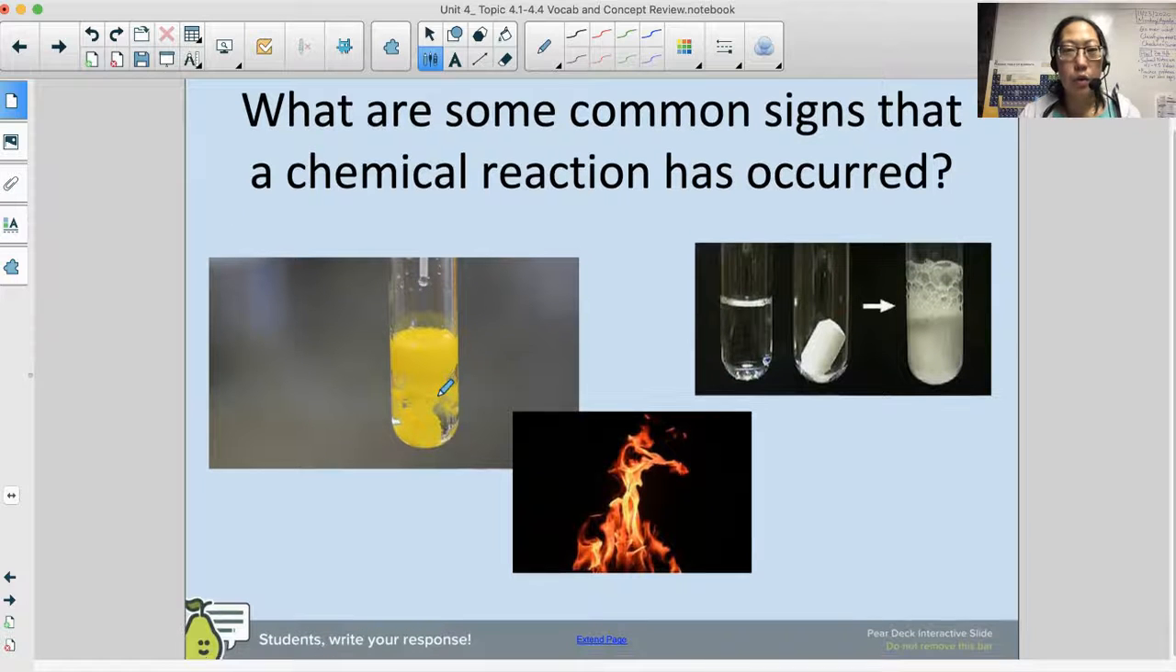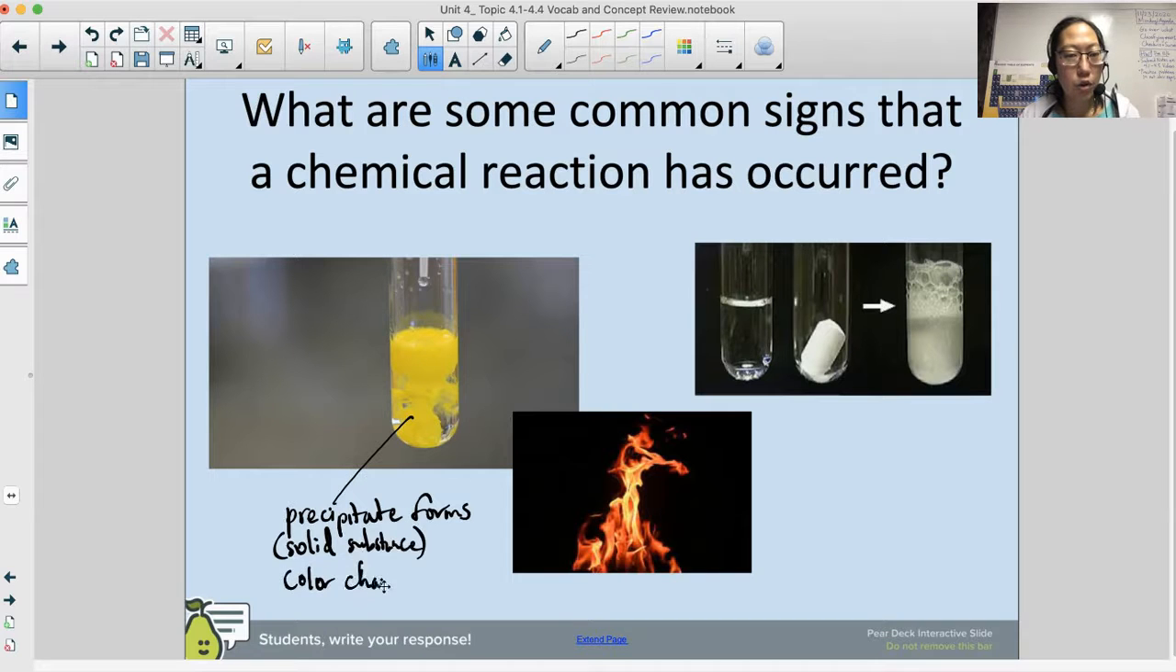So our first Pear Deck question was, what are some common signs that a chemical reaction has occurred? Well, here we go. Here is a precipitate. A precipitate is just a solid substance that is created through a reaction. So you can have a precipitate forming. Along with that, you might see a color change. Here we see fire. Fire is an indication that some chemical reaction has happened.